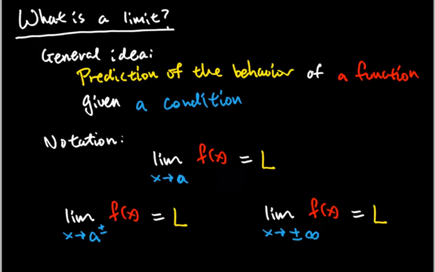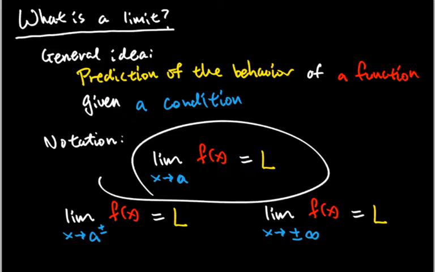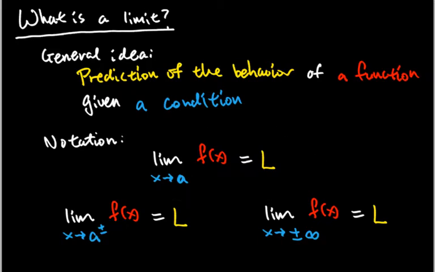Okay, first thing that we need to understand in calculus is what is a limit. The general idea of it is that you have the prediction of the behavior of a function given a condition. So this thing down here, you've seen this if you're in calculus: the limit as x approaches a of f(x) equals L. L is that prediction. So you're going to get some sort of value depending on the function and the condition. The condition here is x approaches a.